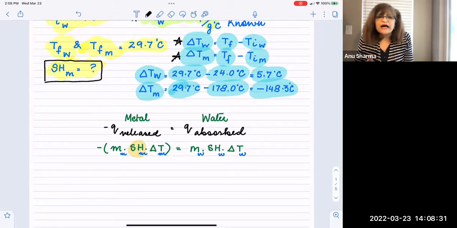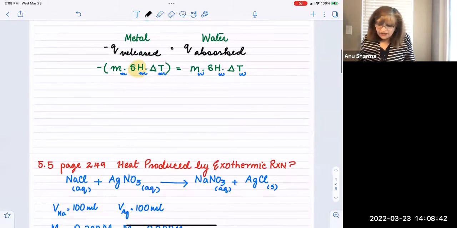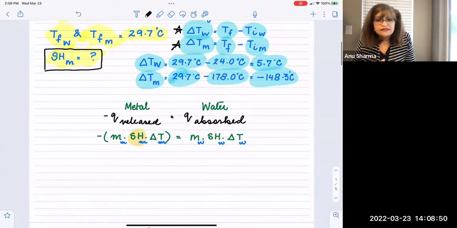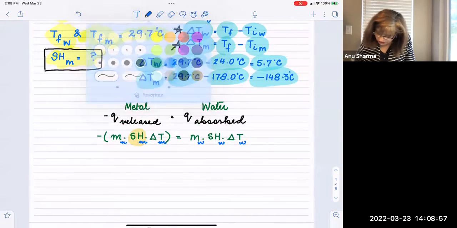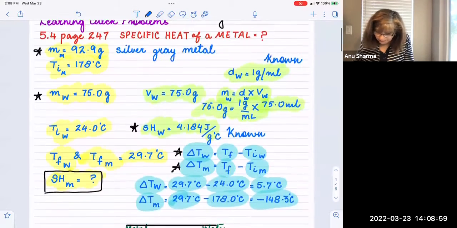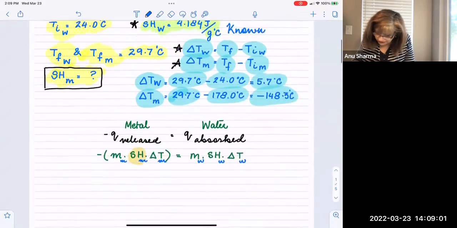So mathematically, the temperature of the water increases and the temperature of the metal decreases. Anyways, here we have Q is equal to m times specific heat, and specific heat is also called C in some books, times the delta T. So you're just going to plug in the numbers and do the algebraic transformation. So let's do this first. Let's put in the numbers for the metal first. The mass of the metal is 92.9.